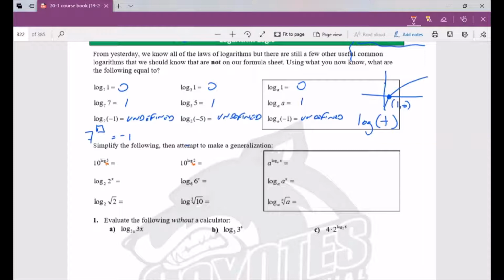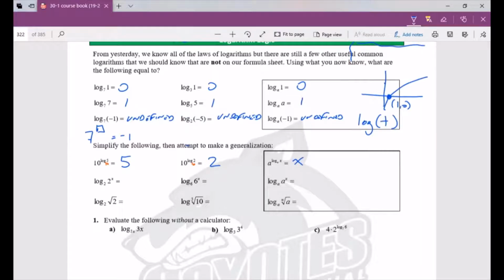And so we're trying to come up with a rule. Now, if you push these into your calculator, 10 exponent log 5, you'll find that that's equal to 5. You'll find that this one is equal to 2. And so therefore, a to the exponent of log x base a will equal x.